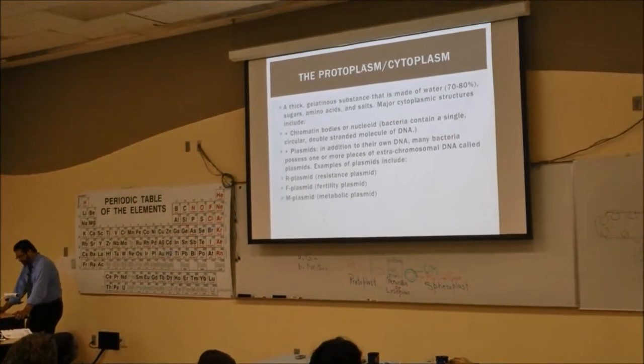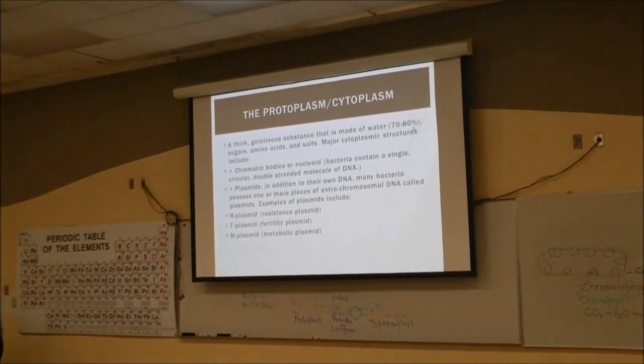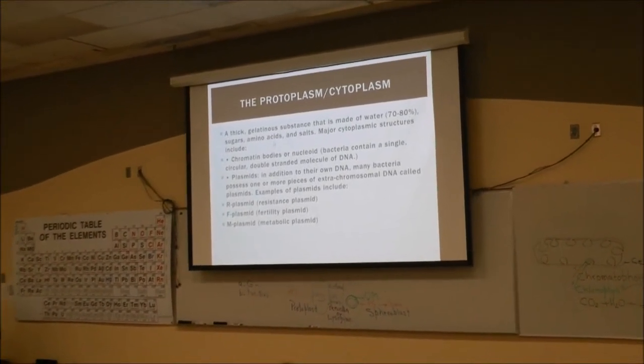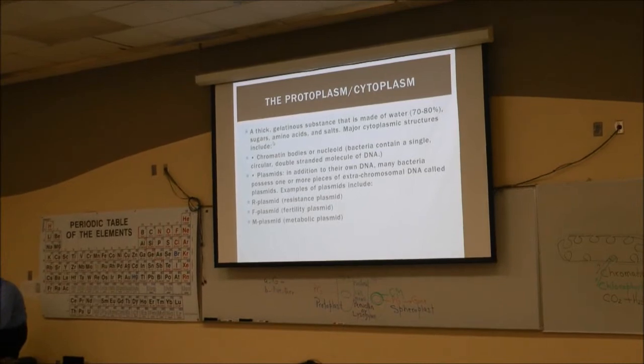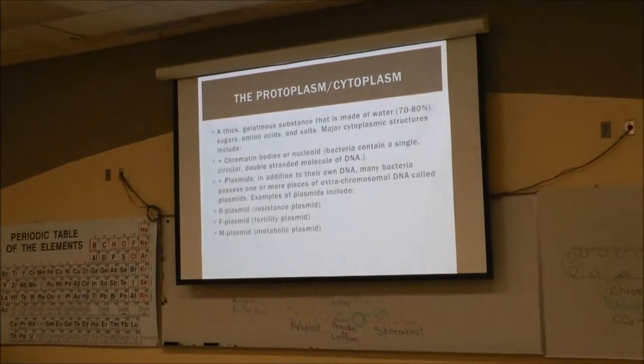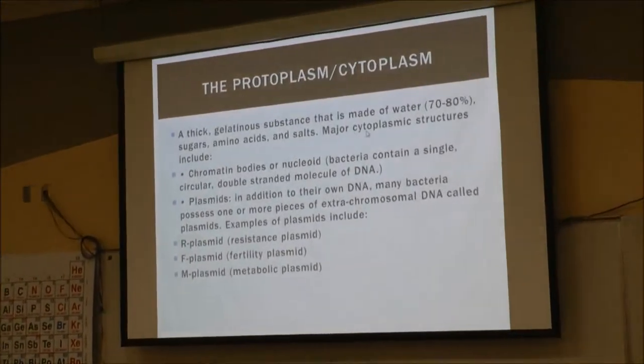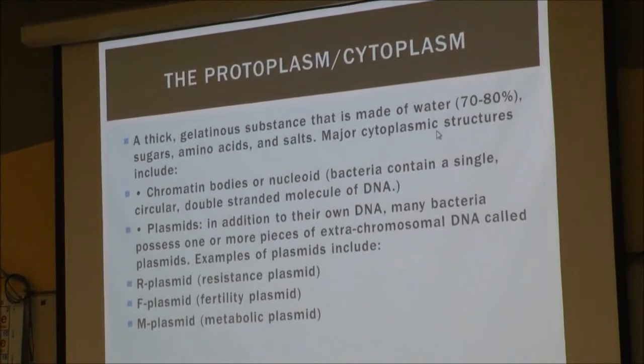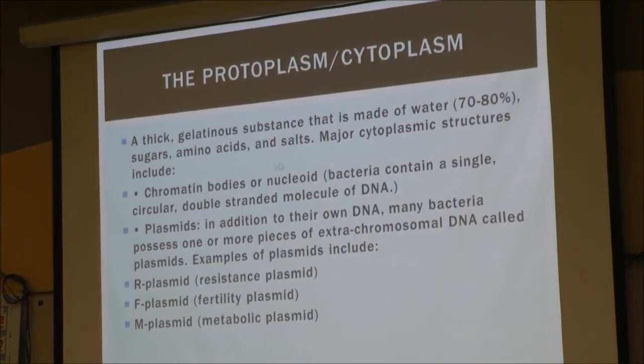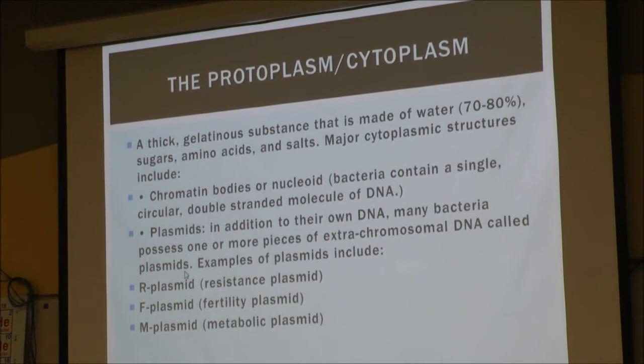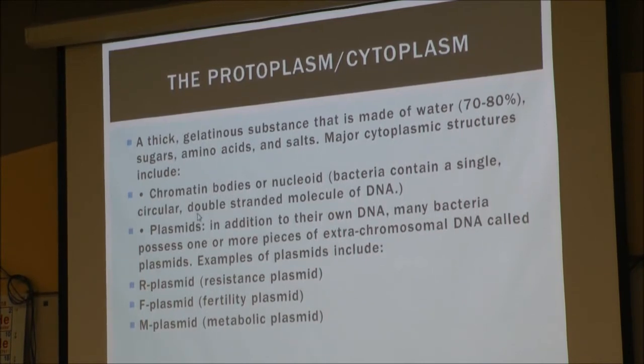Gelatinous substance mostly made up of water. And then it has amino acids and other sugars in it for metabolic activities. The most important intracellular structure, cytoplasmic structure, you can also say. Everything that you see right here is intracellular. Chromatin is a combination of DNA, RNA, and proteins, but not histone proteins.